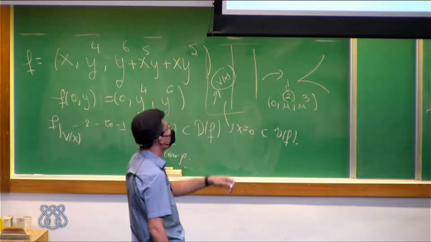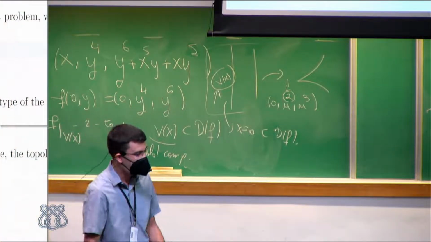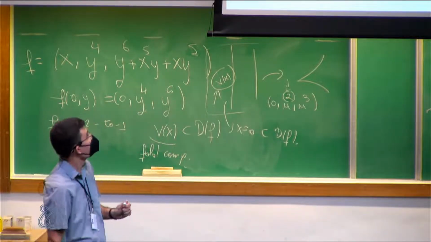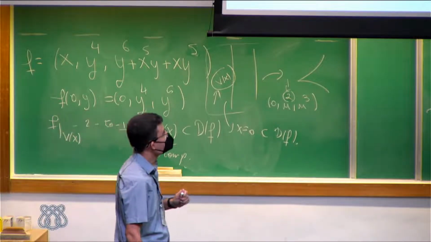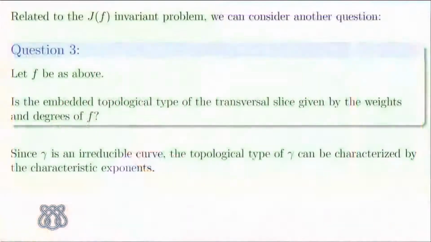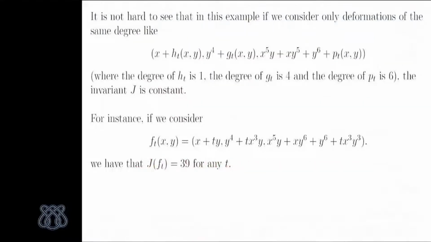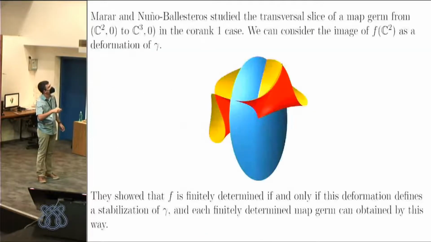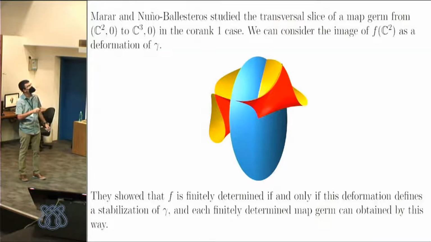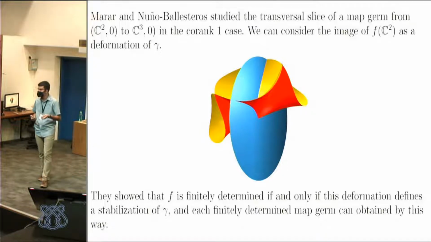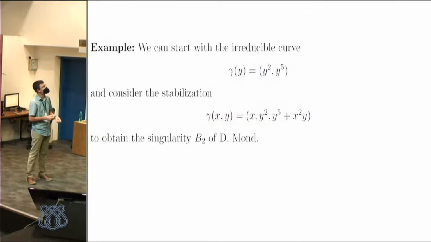Related to the question of the invariant J, there is another problem that I will consider in this talk, which is the embedded topological type of the transversal slice. So is the embedded topological type of the transversal slice given by the weights and degrees of F? When F has corank 1, the slice is an irreducible curve. So if the slice is an irreducible curve, we can give a characterization of the topological type in terms of the characteristic exponents of the plane curves.